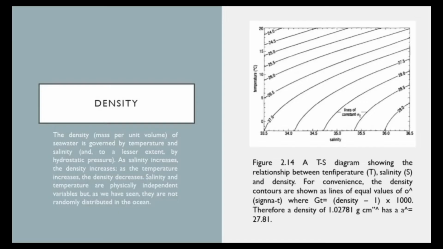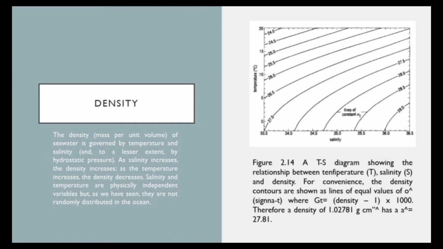So I will be discussing chapter 2.4, density, and chapter 2.5, pressure. The first thing I will discuss is density. Density, the mass per unit volume of seawater, is governed by temperature and salinity, and to a lesser extent by hydrostatic pressure. As salinity increases, the density increases. As the temperature increases, the density decreases.